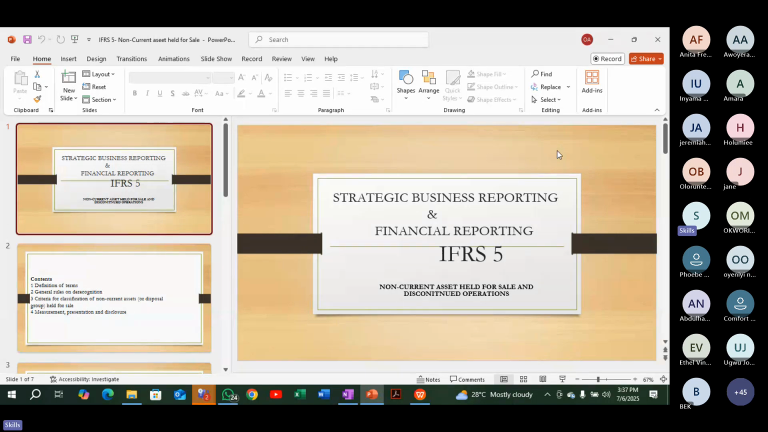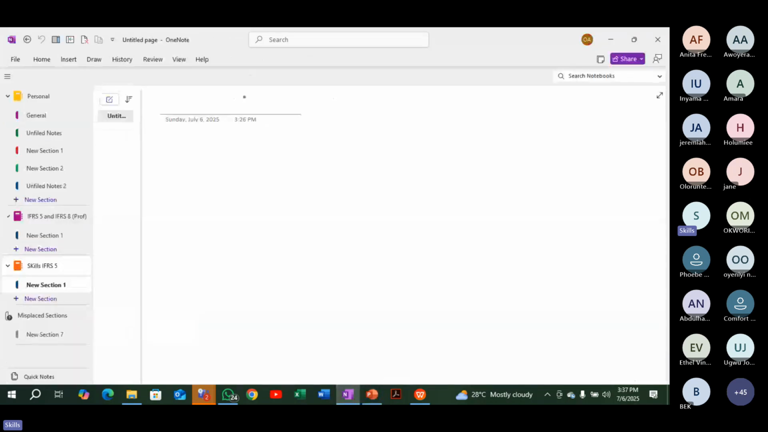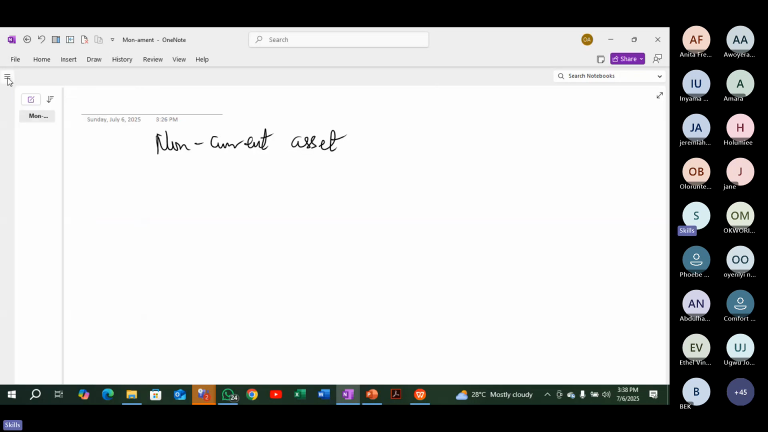From our prerequisite knowledge, let me open my board. We have something we call non-current assets and current assets. We have these two, isn't it? So who can give me the information that we have under non-current assets? What will be there?